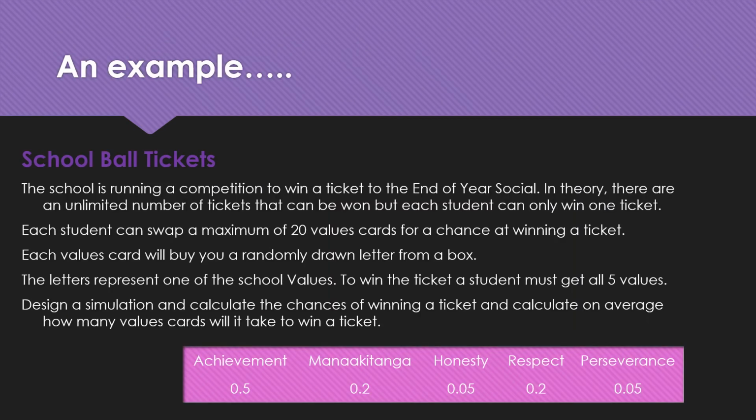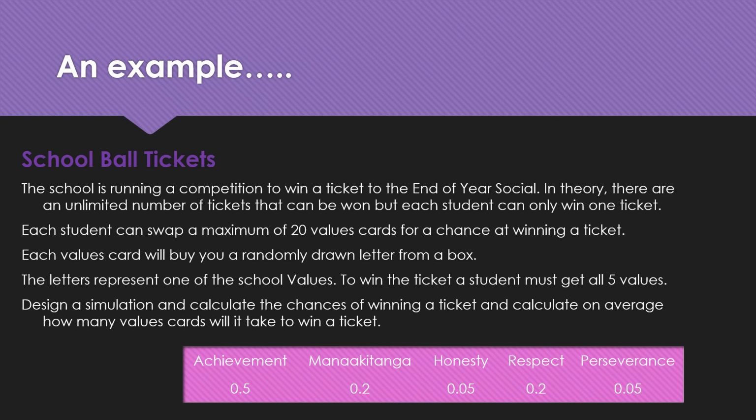Okay, so here's a little scenario. This is from a little task that I made up to do with getting ball tickets. You can pause me and have a read through so you understand properly. But essentially, feel free to stop me at any time. But essentially what you have is you're going to collect values cards from your teachers and you can go a maximum of 20 times. There's your upper limit. Is that reasonable? You're going to assume it is. That you can't go anymore.